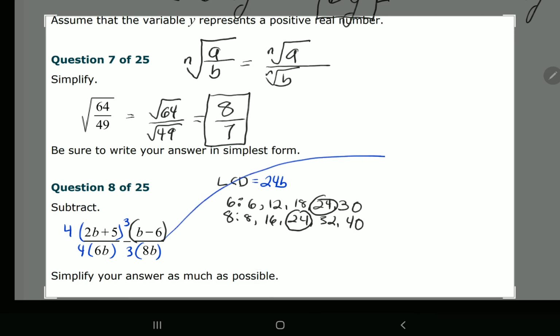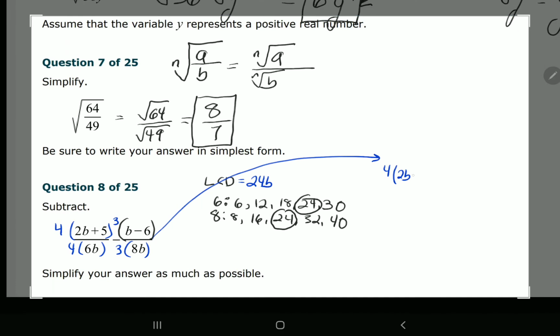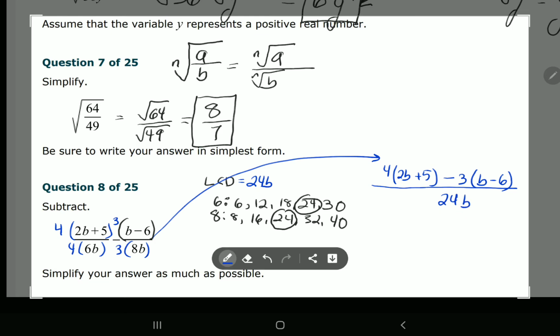So now, when I go over here, we're going to distribute inside the parentheses. Matter of fact, let's wait until we do that. I'm not going to skip any steps. We have 4 times 2b plus 5, minus 3 times b minus 6, divided by 24b. Because now both have the same denominators, we can put the tops as 1.